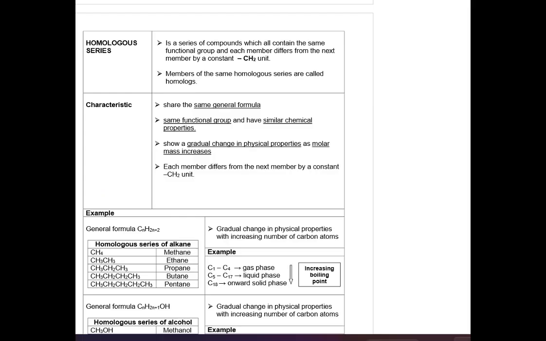Homologous series is a series of compounds which all contain the same functional group and each member differs from the next member by a constant CH2 unit. The characteristics of homologous series: they share the same general formula and same functional group, so they all will have similar chemical properties.